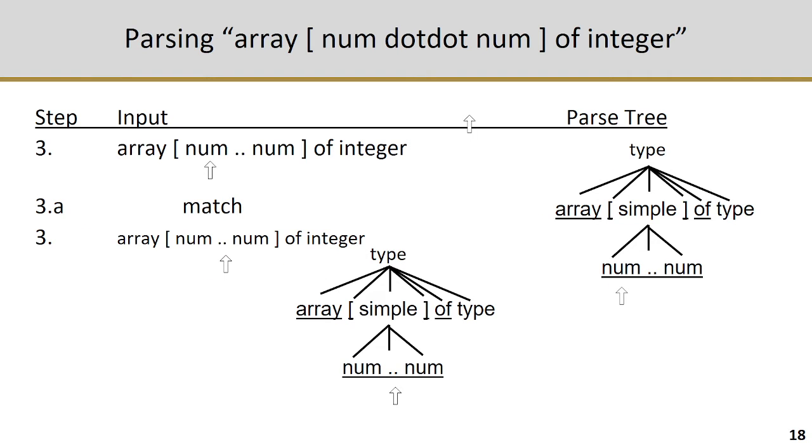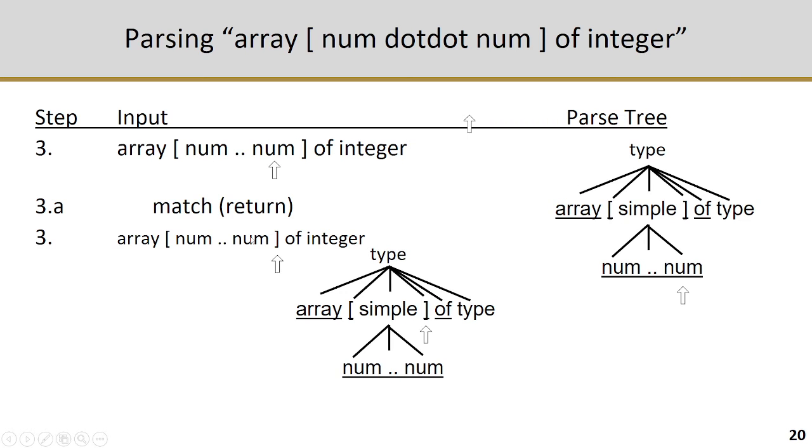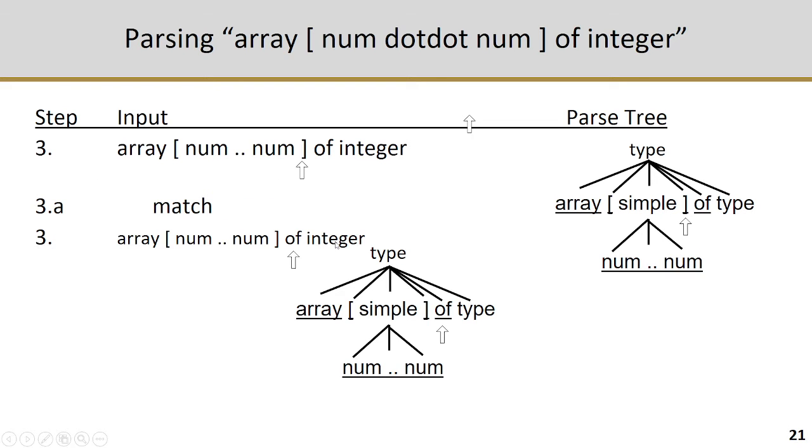Okay, and the number, the dot, and the number again are the same tokens that we have at the input, so we can match them and go further, and then go further and go further at the bracket and of as well. And finally we have integer at the input and type in the parse-tree.